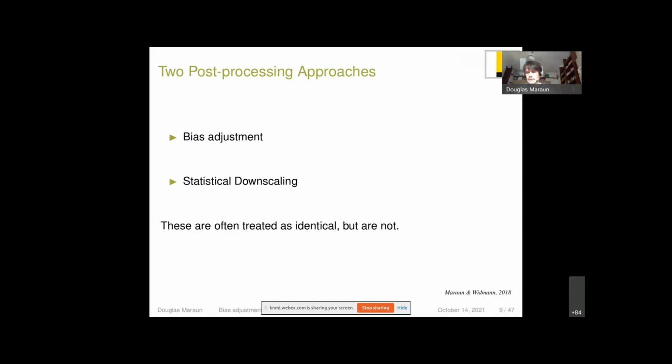And many people talk about them as if they were the same. So in particular, when you go to the literature from the United States, when they talk about quantile mapping or similar methods, which are essentially the same as quantile mapping, they call this statistical downscaling. But I will give you a couple of examples to show that this is not the same thing. And when you use bias adjustment for statistical downscaling, you may run into problems.